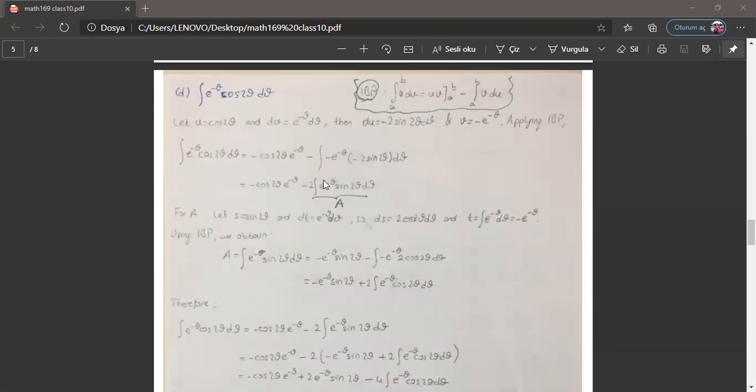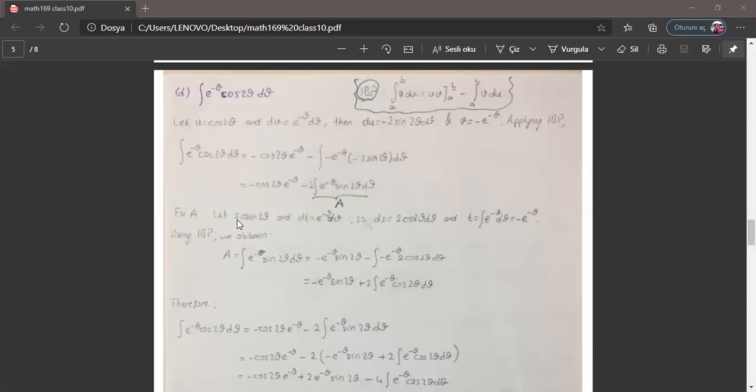So we will call this part A, and we will apply integration by parts for this integral A, okay? What do we say? We say let s be sine 2 theta and dt be equal to e to the minus theta d theta, okay? So we differentiate it and get this equality and integrate it to obtain t, which is minus e to the minus theta. Now, using integration by parts, we write A in this form.